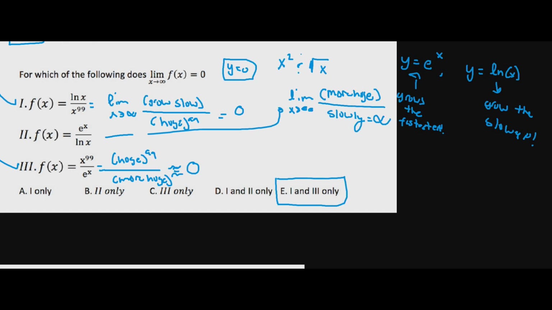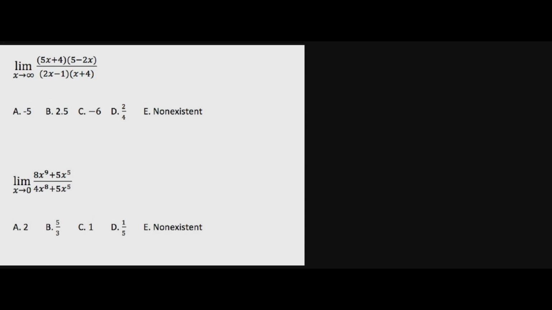Okay, let's go ahead and look at another example problem here. Well, the limit as x approaches infinity, it's in factored form and I have to focus on the biggest degree factor. Well, I'll multiply 5x times negative 2x. I get negative 10x squared divided by, and what's 2x times x? We're going to get 2x squared. The x squared cancels out and we're left with negative 5. Therefore, A is the correct answer.